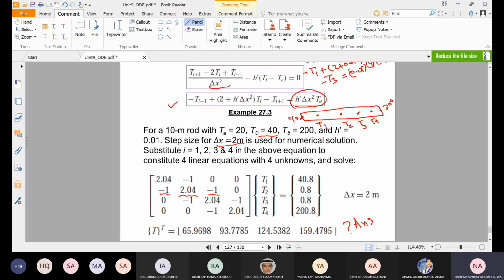For example, in the first equation, when we talk about node number 1, the first term becomes T0, and for node 4, this term becomes T5, and T5 is equal to 100. Okay, this T5 is a constant, so no need to put it here. The constant you put here, you will see this 200 plus 0.8.